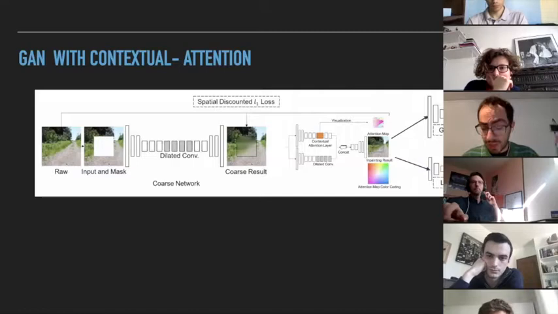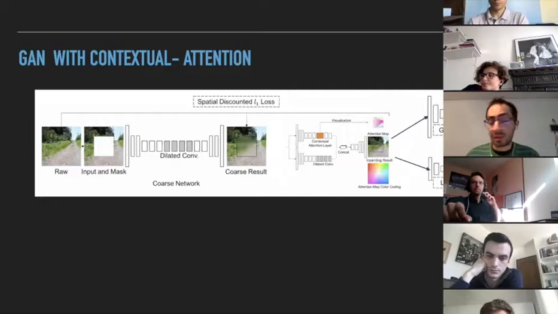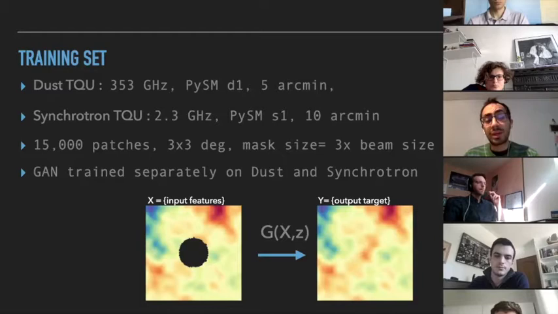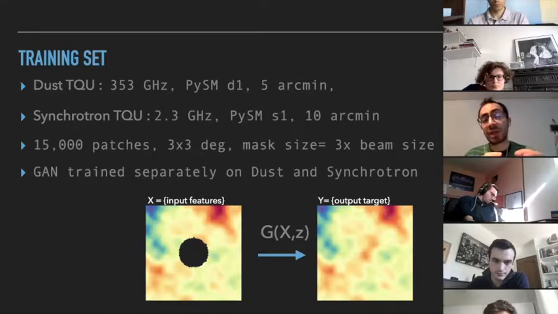Okay, I think these are the details for the networks. So the training set, if you think about it, is just used for Inpainting with GAN. And so we generated two training sets. One will be training on dust temperature, on dust T, Q and U.